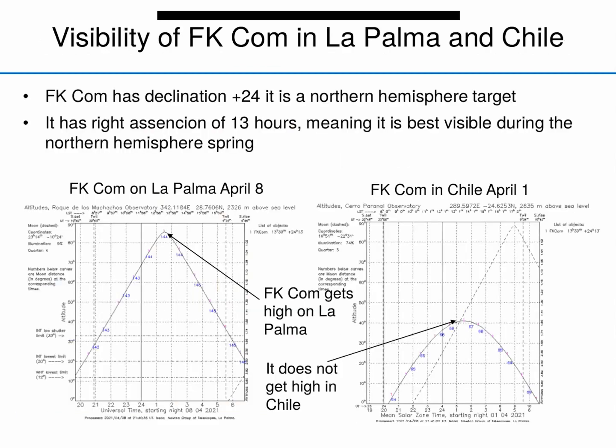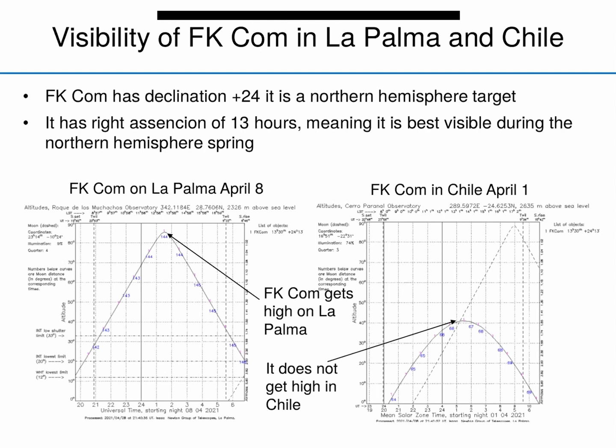So this is again FK Com. Now how we see it in La Palma and how we see it in Chile. FK Com has declination plus 24. So plus means that it's in the northern hemisphere. La Palma is in the northern hemisphere, Chile is in the southern hemisphere. It also has right ascension of 13 hours, which means that it's best visible during the northern hemisphere spring, so this time of the year.